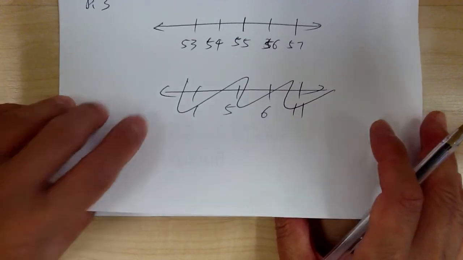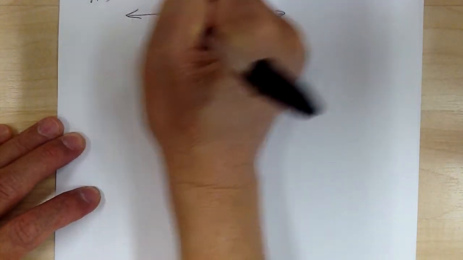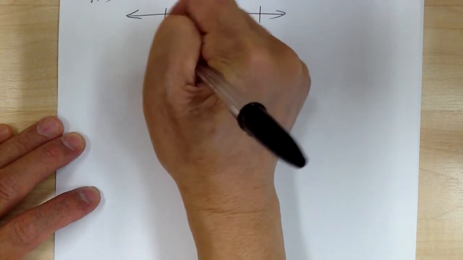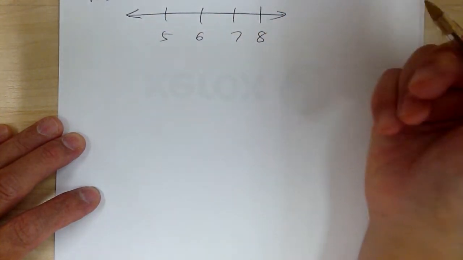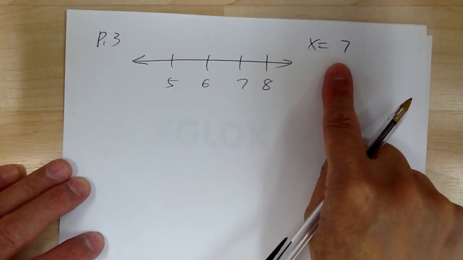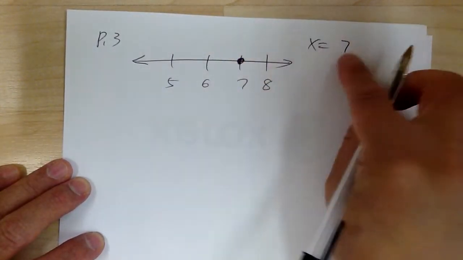Okay, so graph a number. So let's go to the definition, how to graph a number. So page 3. To graph a number, all you have to do is just put a dot, and that's it. So let's say you have 5, 6, 7, 8, and you want to graph x equal to 7. You just put a dot on the 7, and that's how you graph that.